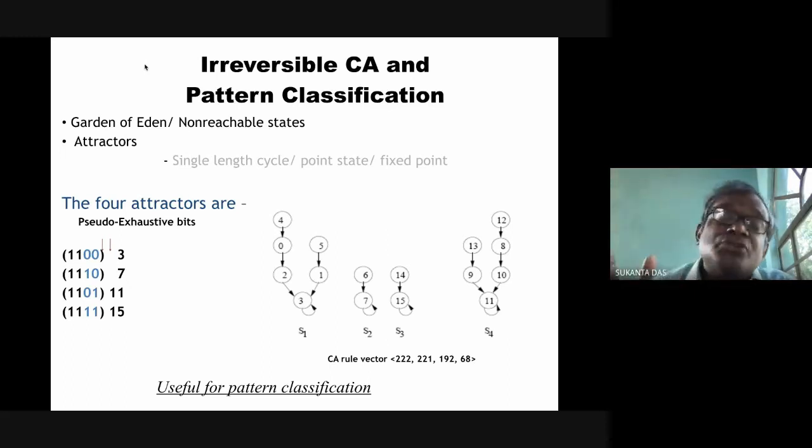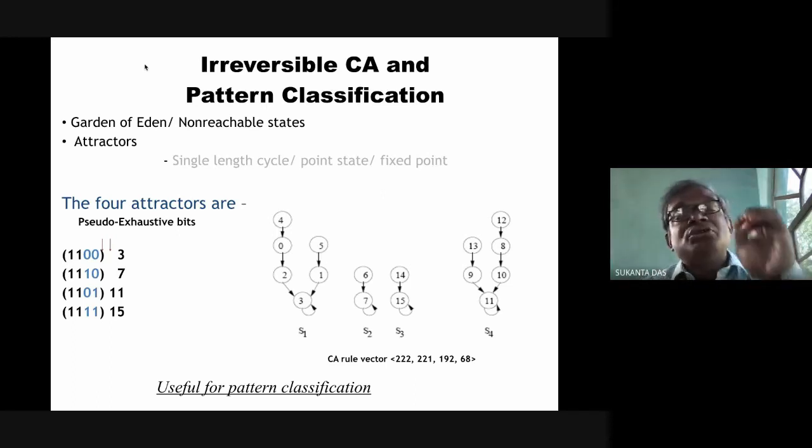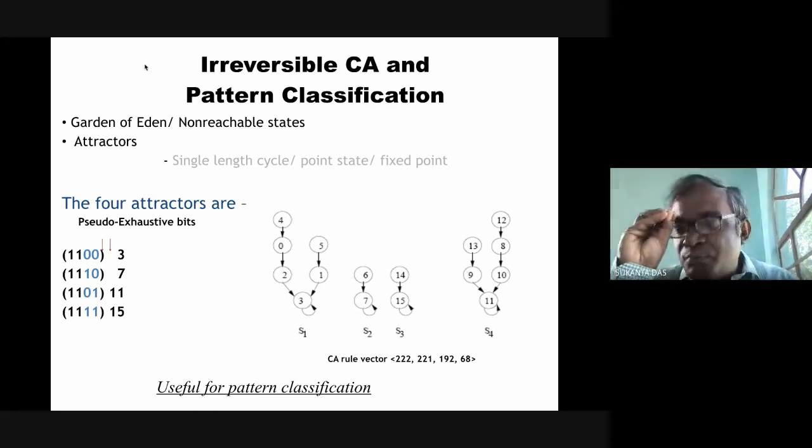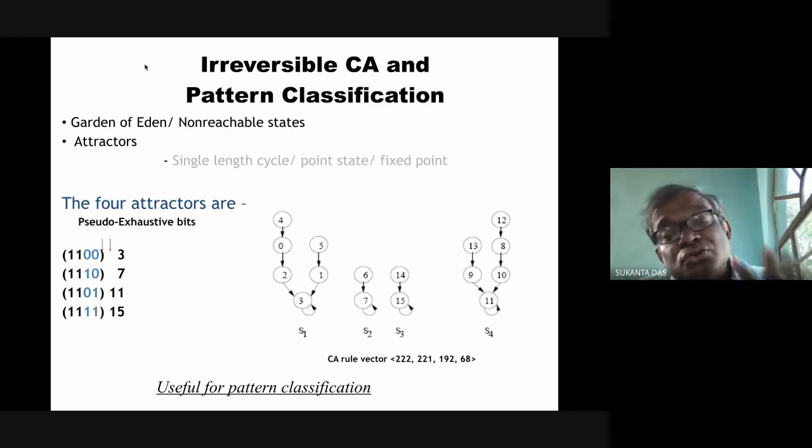So you start your CA evolution by configuration 4. Then from 4 you will go to 0, then 0, 2, then 2 to 3. And 3 is the attractor. And if you have this information, that 3 is representing class 1, then you can declare that, okay, I have reached 3, meaning the pattern 4 is of class 1, and so on. So therefore, this machine can recognize the patterns.